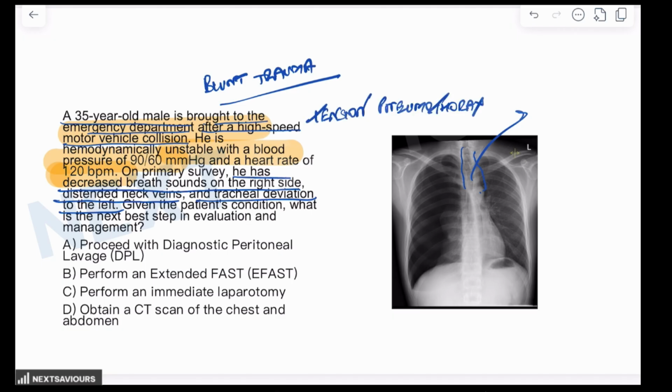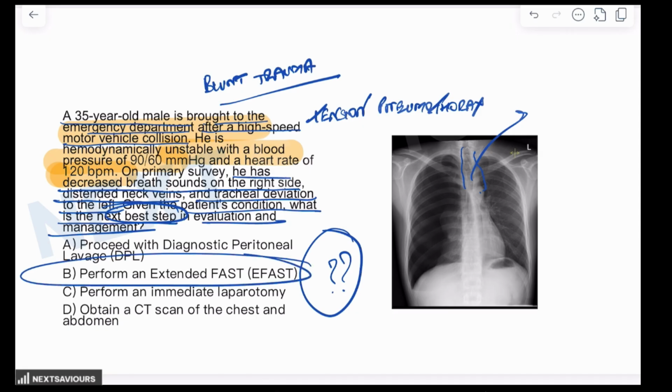So, given the patient's condition, what is the next best step in evaluation and management? When we have evaluated the patient, we have found that there is a possibility of both intra-abdominal and thoracic injuries as a potential cause for the shock. Before starting the management itself, during the resuscitation process, it is important for us to identify where exactly the fluid or the air is present. And for that, the role of EFAST comes into play.